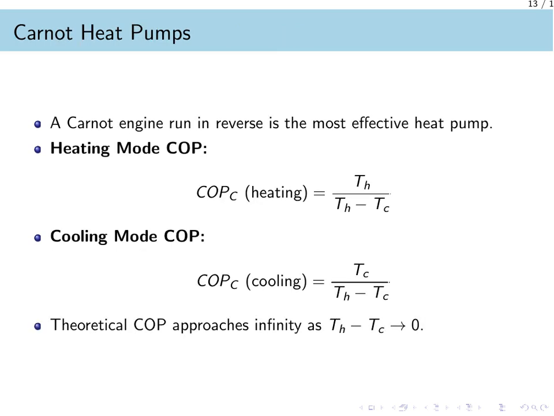A Carnot engine run in reverse acts as a highly effective heat pump. We measure its performance using the coefficient of performance, or COP. For heating mode, the COP is the hot temperature divided by the difference between the hot and cold temperatures. For cooling mode, it is the cold temperature divided by that same temperature difference. As the temperature difference between the two reservoirs approaches zero, the theoretical coefficient of performance approaches infinity, though real-world mechanical limits prevent this in practice.